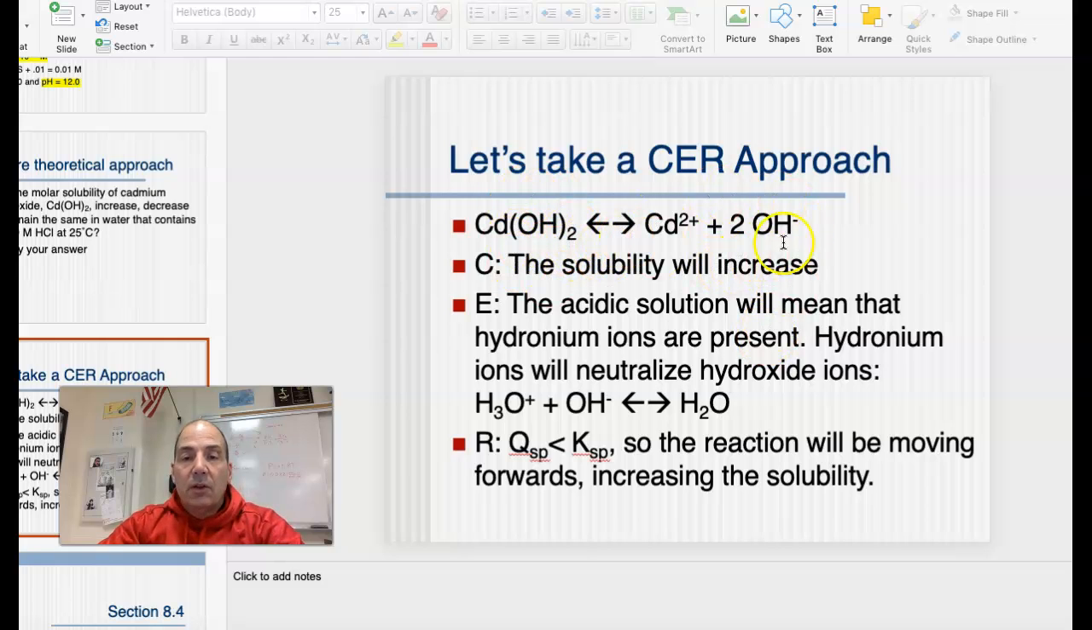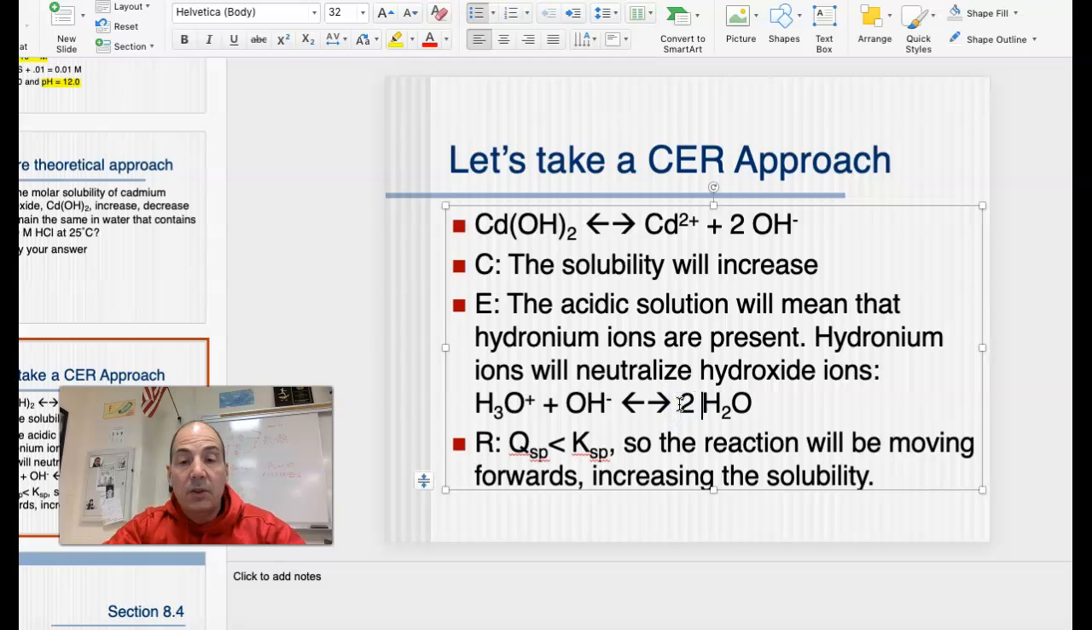So again, here's our reaction. We know that the hydrochloric acid is going to have hydronium ions present, and hydronium ions are going to neutralize hydroxide ions. There should be a 2 in there. That means that as soon as this reaction starts making hydroxides, this reaction is going to remove them. Remember Le Chatelier's principle. When you remove something, the reaction shifts to make more of it. So this reaction is going to shift to the right. It's going to make more hydroxide ions.